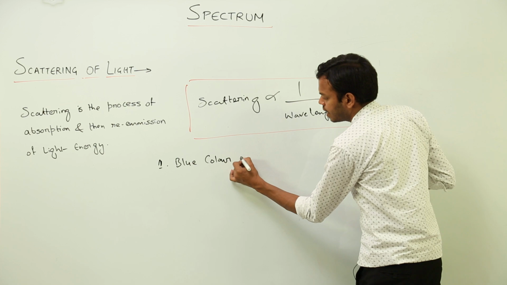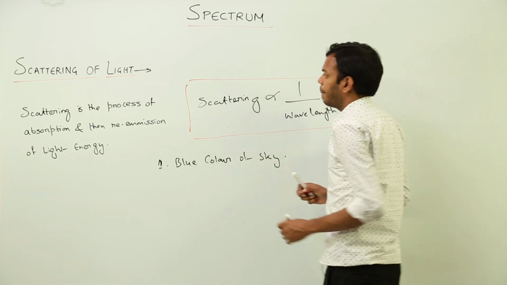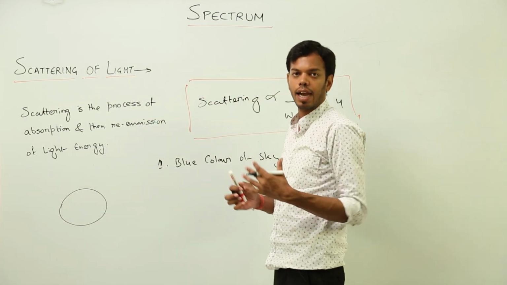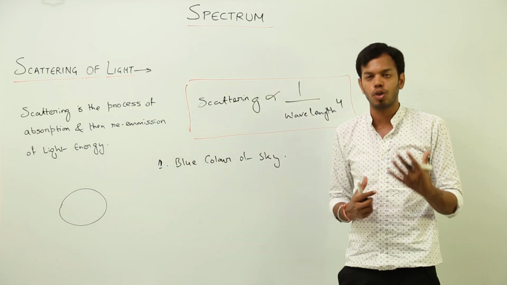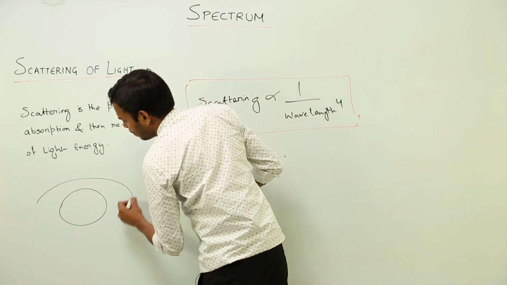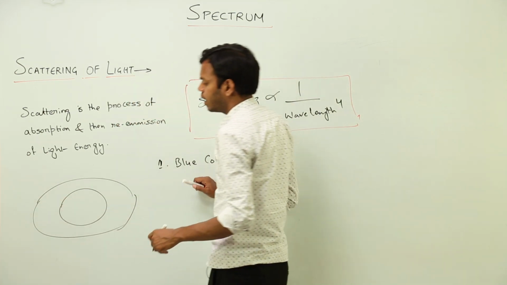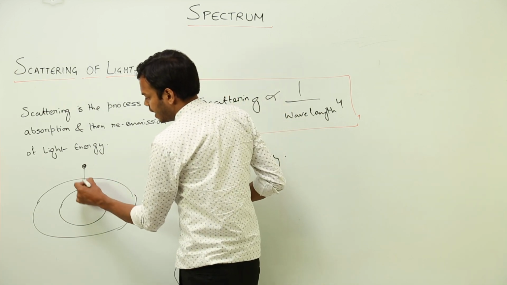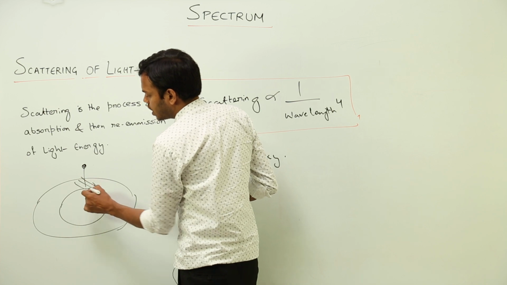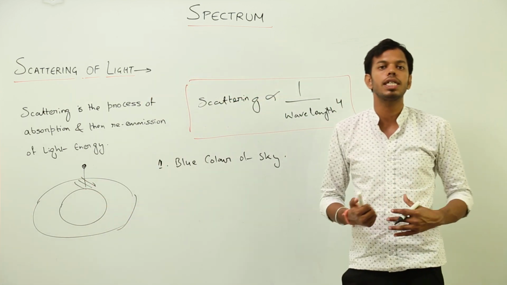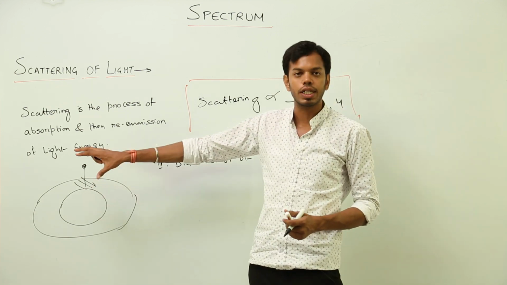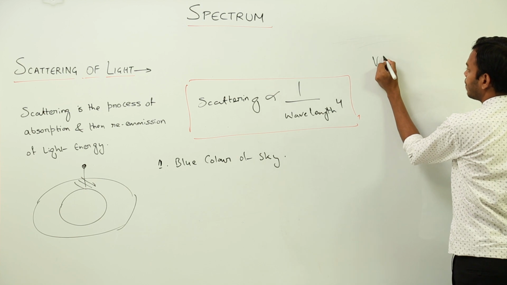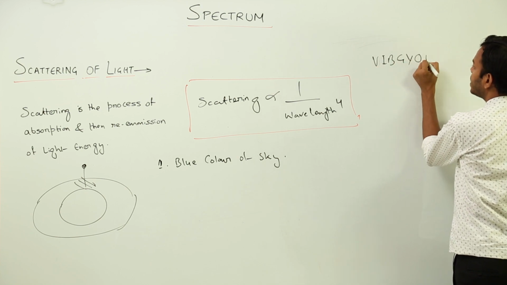Now the sky appears blue, right? Why so? Because suppose this is earth. Earth is basically not spherical, it is kind of oval, an ellipsoid, right? So this would be the atmosphere of earth, also oval. So when sunlight enters the atmosphere, it causes scattering of light. All the dust particles, all the gas particles present in our atmosphere cause the scattering of light. So out of this whole pattern, which color will be scattered most?